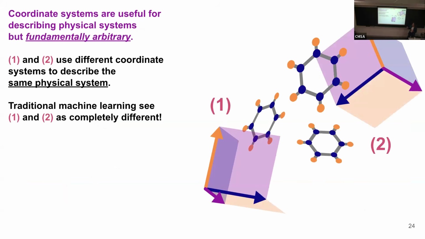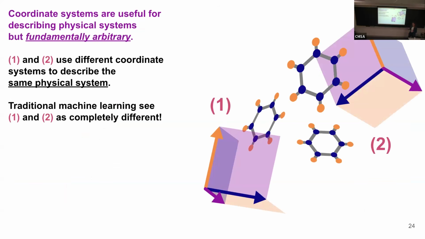However, they're fundamentally arbitrary. So if I have this assembly of atoms and I have coordinate system 1 and coordinate system 2, it's really important to note that if I were to describe where the atoms are according to this coordinate system versus this coordinate system, numerically those look completely different. And yet we're describing the same physical system. So what's going on, the idea here is that numerically these are distinct descriptions, but I can transform between them by the symmetries of 3D space.